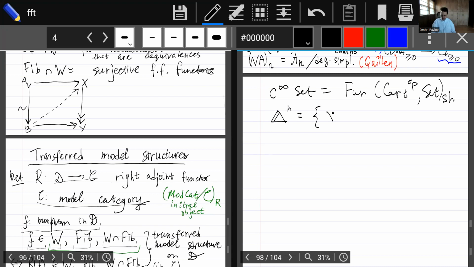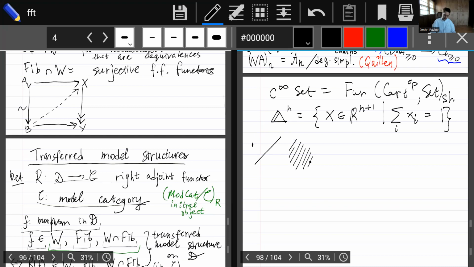This is just points in R^(n+1) whose sum of coordinates equals 1. So here are some examples. The zero-dimensional simplex is just a point inside R^1. The one-dimensional simplex will be a line. The two-dimensional simplex will be a plane embedded in R^3, and so on.